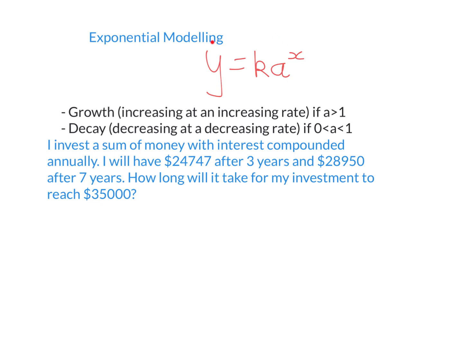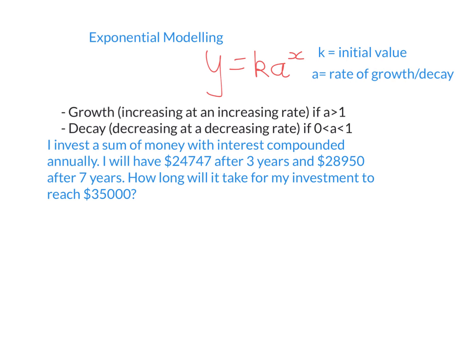To do that, I need my equation of this form. K, it turns out, is the initial value, and a is the rate of growth or decay. So in order to know the equation for this compound interest, I need to find the initial value and the rate of growth or decay. No matter the context, if you have two unknowns to find at the same time, you should think simultaneous equations. So I'm going to turn this bit of information into an equation and this bit of information into an equation.